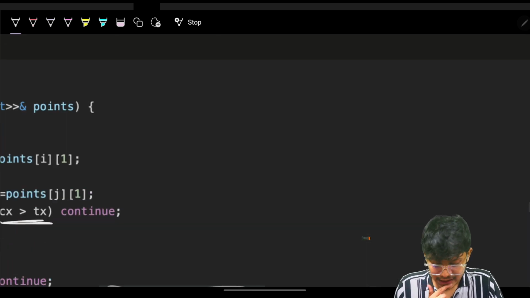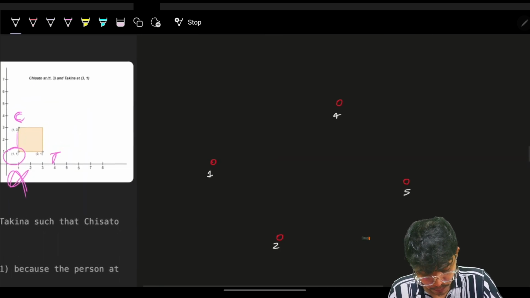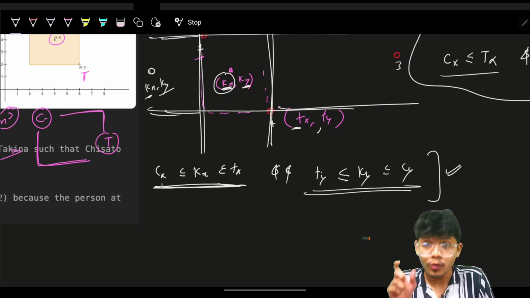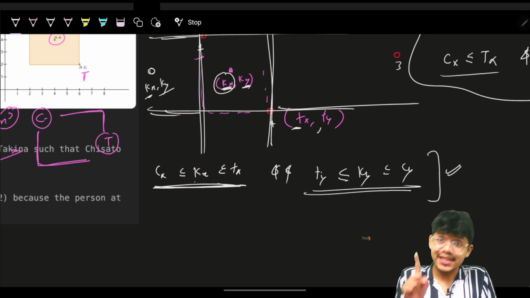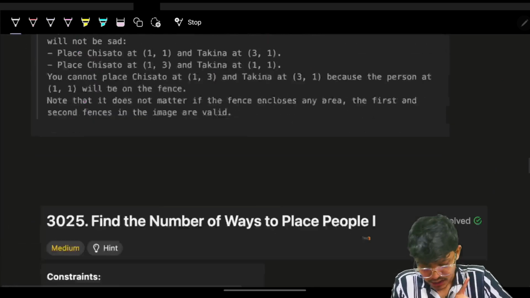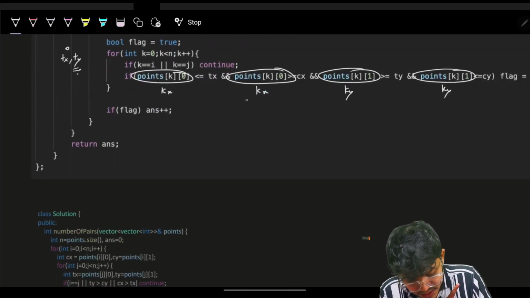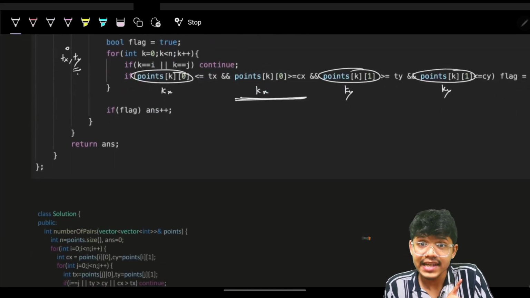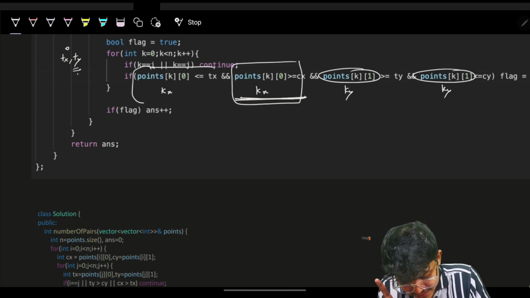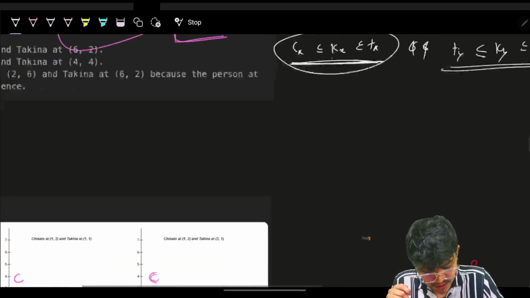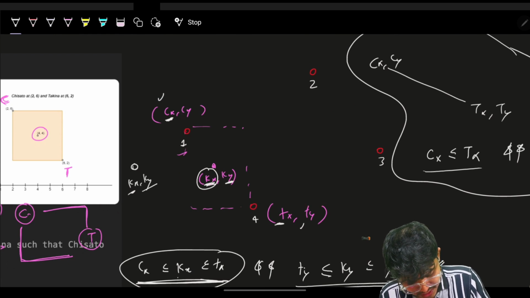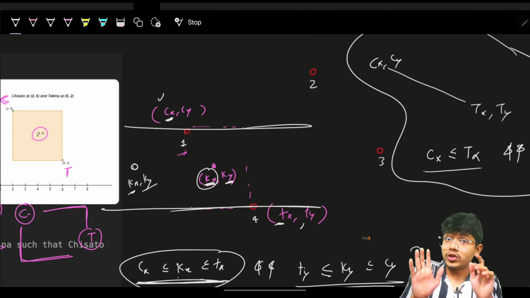As you have remembered the condition for a point, if I go back and show you: if my Kx is greater than or equal to my Cx and my Kx is less than or equal to my Tx, I'll mark this, remember this, snapshot this, and I'll see the same thing exactly in the code. If my Kx is greater than or equal to my Cx, this condition is done, and my Kx is less than or equal to my Tx, which means it is in this range. But it is not required. Like, it is not important that it is coming in the box.